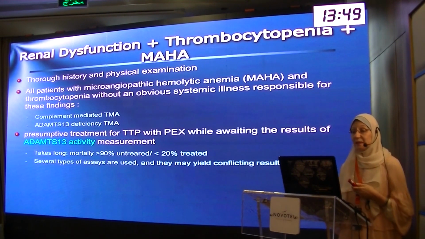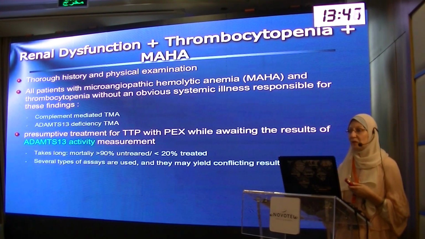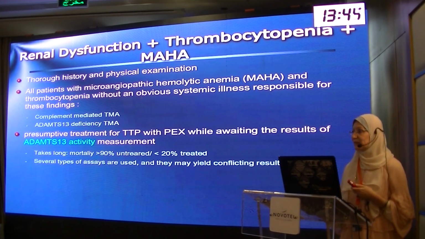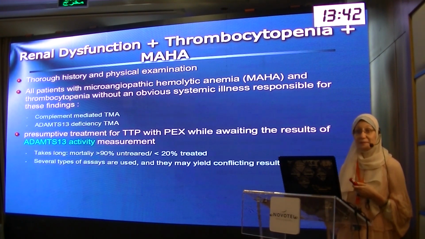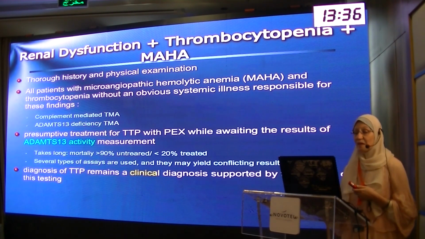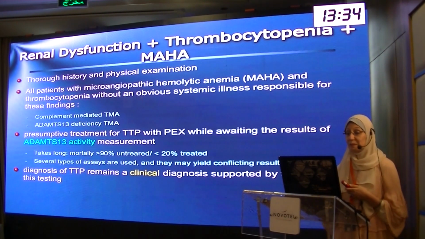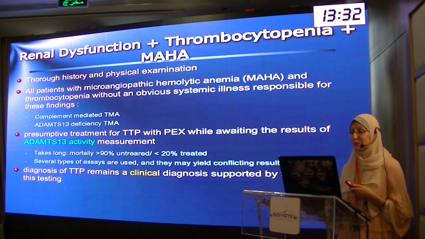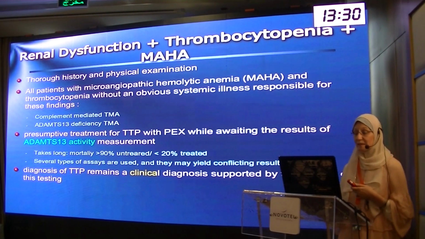The reason for that is this takes a long time, and knowing that the mortality is more than 90% if TTP is untreated and less than 20% if treated, and because several types of assays are used and they yield conflicting results, the diagnosis of TTP remains a clinical diagnosis supported by the results of the testing.